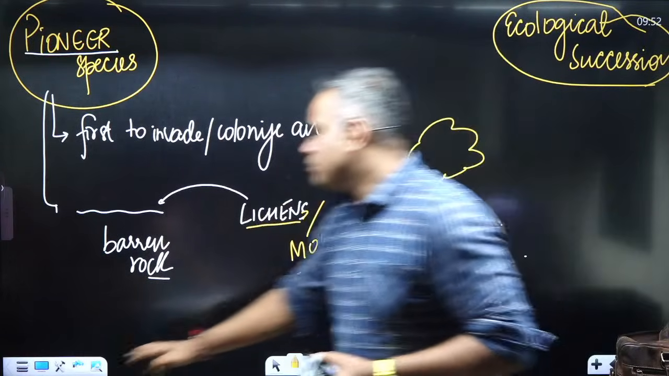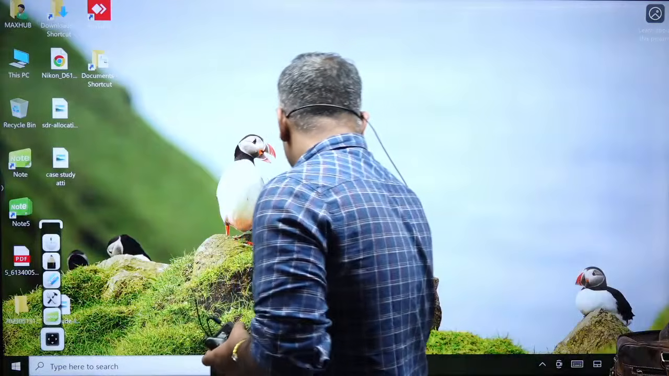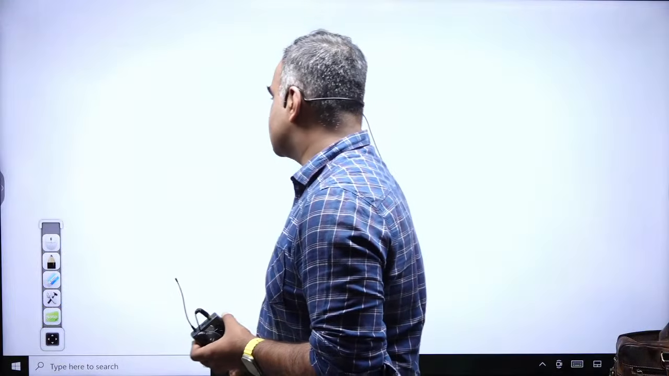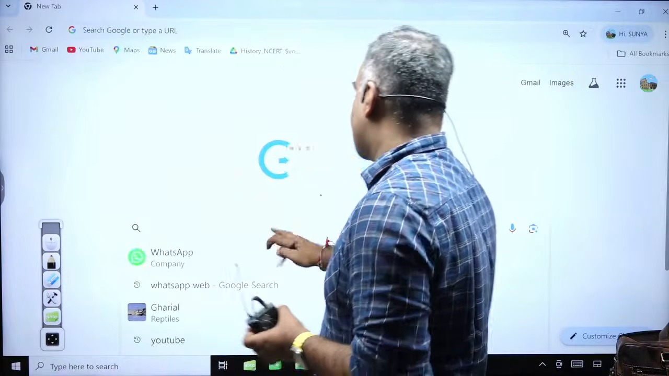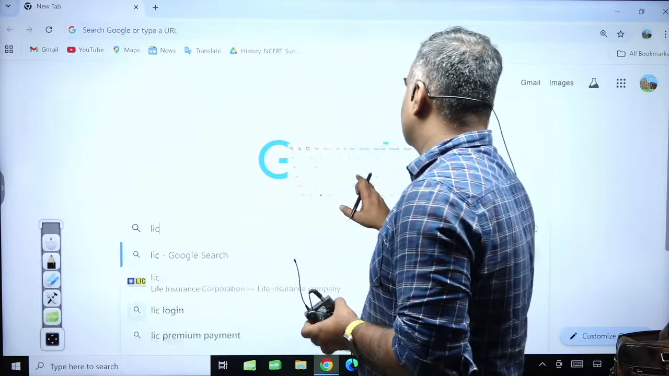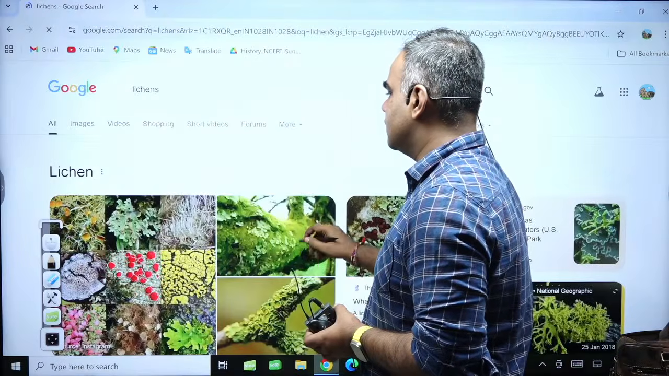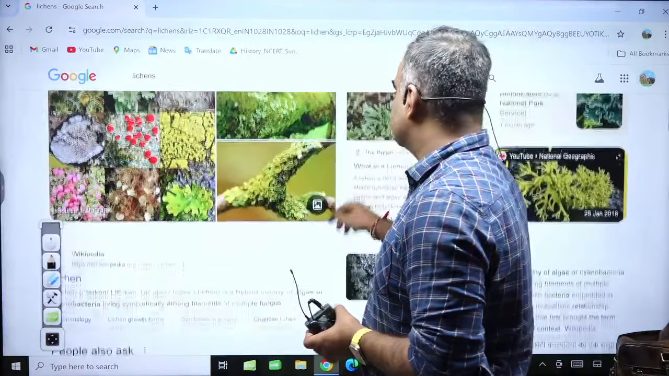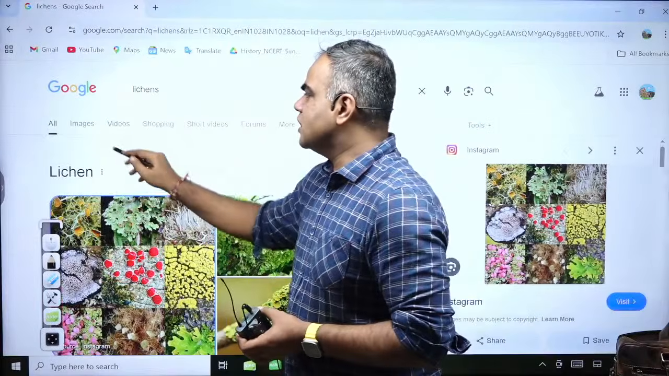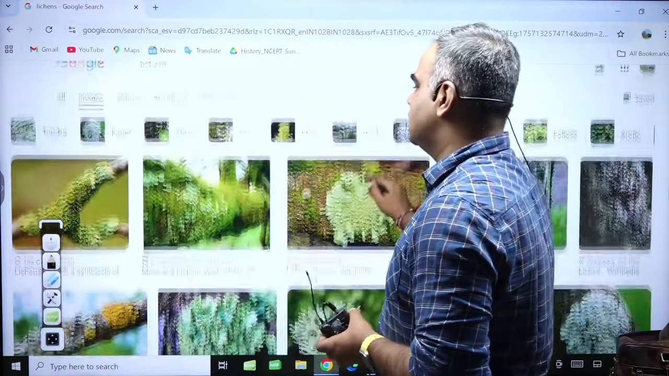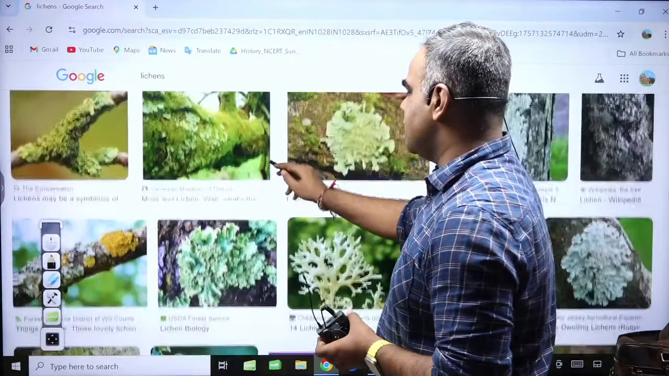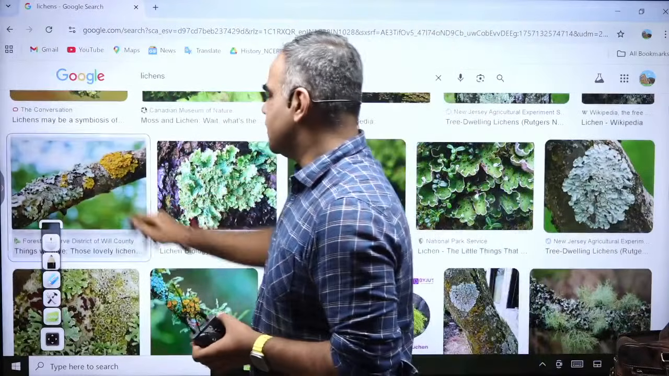Now one term I have written is lichens. Many people, when they read lichens for the first time, get confused. What exactly is lichens? So let us first see how lichens look. Has anyone heard of lichens? Have you seen it? You would have seen it, but let's see, does this make sense? Can you see something like this? Let's say.